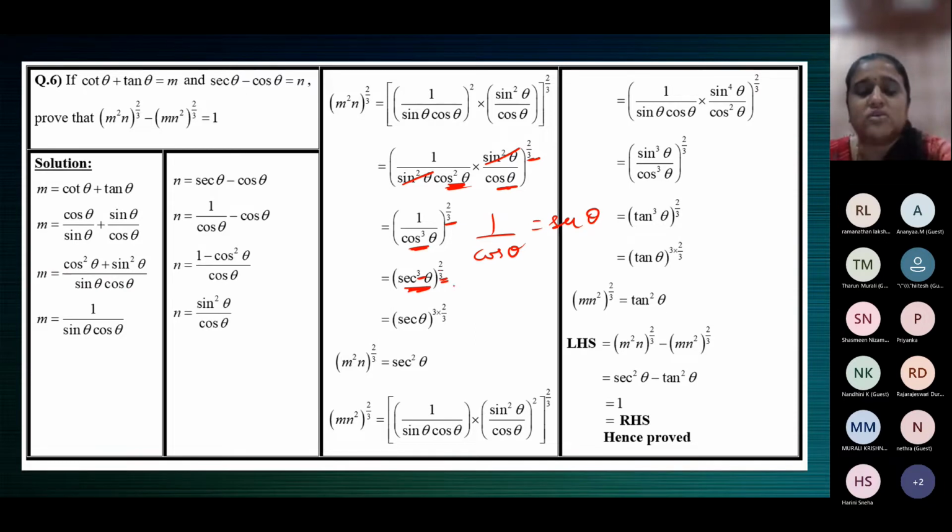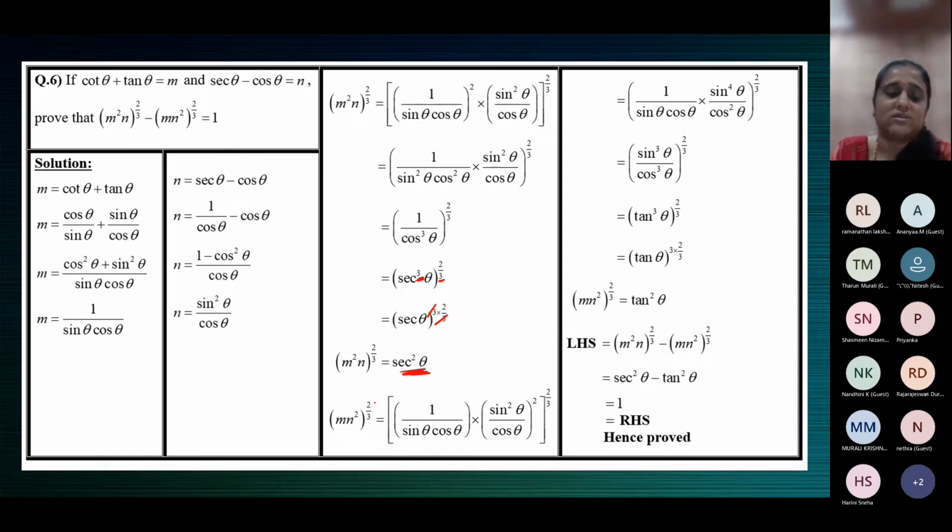And there's another power 2 by 3. So multiply the powers. Secant theta, the whole power 3 into 2 by 3. The power is 3 here and the power is 2 by 3 here. So it will be secant theta, the whole power 3 into 2 by 3. So 3 and 3 get cancelled. So secant theta, the whole square, which is secant square theta. So the value of this one is secant square theta.